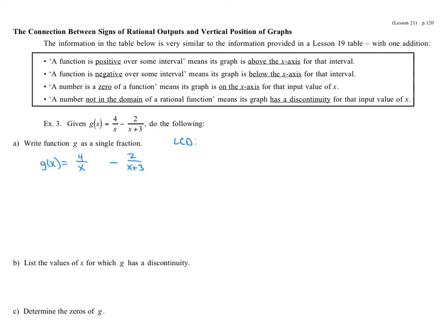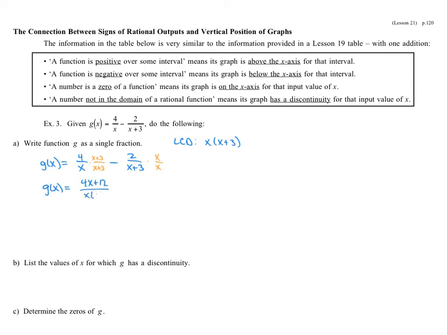The LCD is just the product of the two denominators, x times x plus 3, so we'll multiply the first fraction by 1 by x plus 3 divided by itself, and we'll multiply the second fraction by 1, which is x over x. That'll give both fractions the same denominator when we multiply.